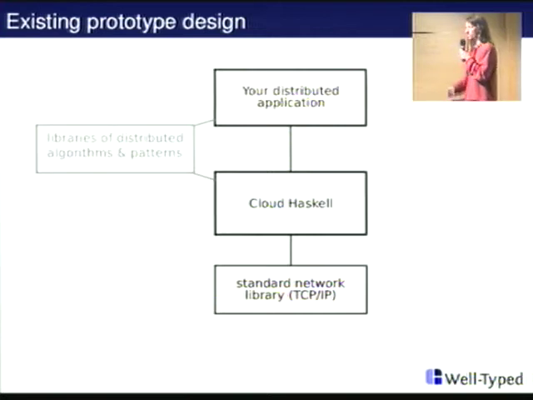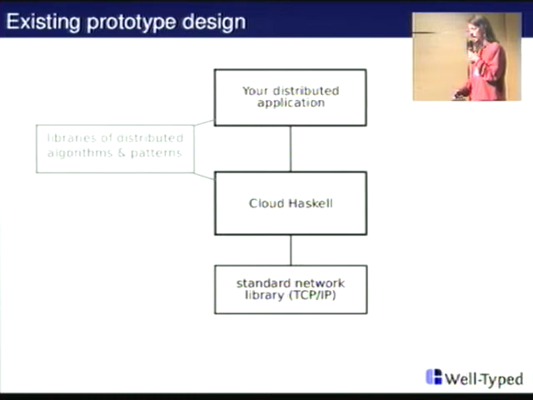So this is the block layout diagram of the existing prototype. You've got your application at the top, it just uses the Cloud Haskell library, and it's directly implemented on top of the network package, and it uses TCP. And you could, in principle, have other libraries of MapReduce patterns and things implemented that just use the Cloud Haskell library, and then those are reusable in many different situations.